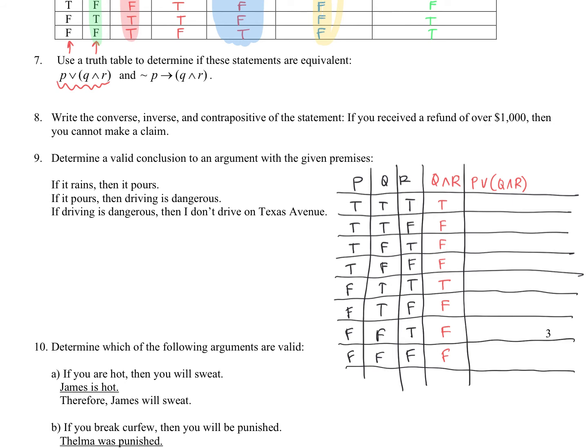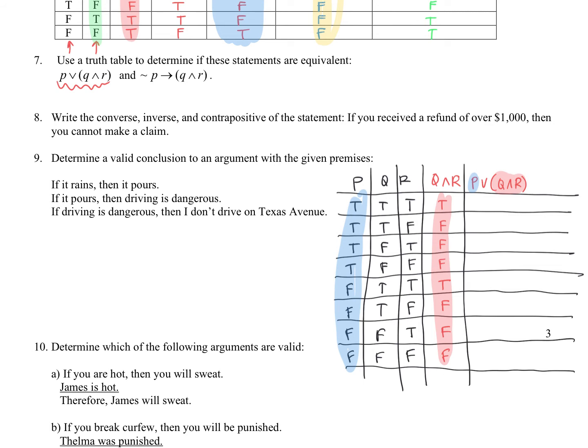Okay, now for the next red column, we want to look at this red column because that's what's in parentheses. That's the Q and R. And we also want to look at the P column, okay, because we have the P. Now this is a disjunction. That means that only one of the individual statements has to be true in order for the disjunction, or the compound statement, to be true.